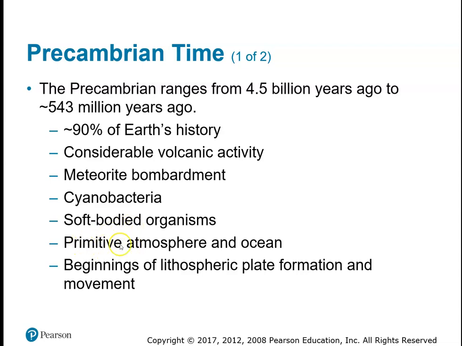And the atmosphere is extremely primitive, as we're going to see. Most of the atmosphere was carbon dioxide back then. It's basically the stuff that comes out of the volcanoes: carbon dioxide, sulfur dioxide, water vapor.